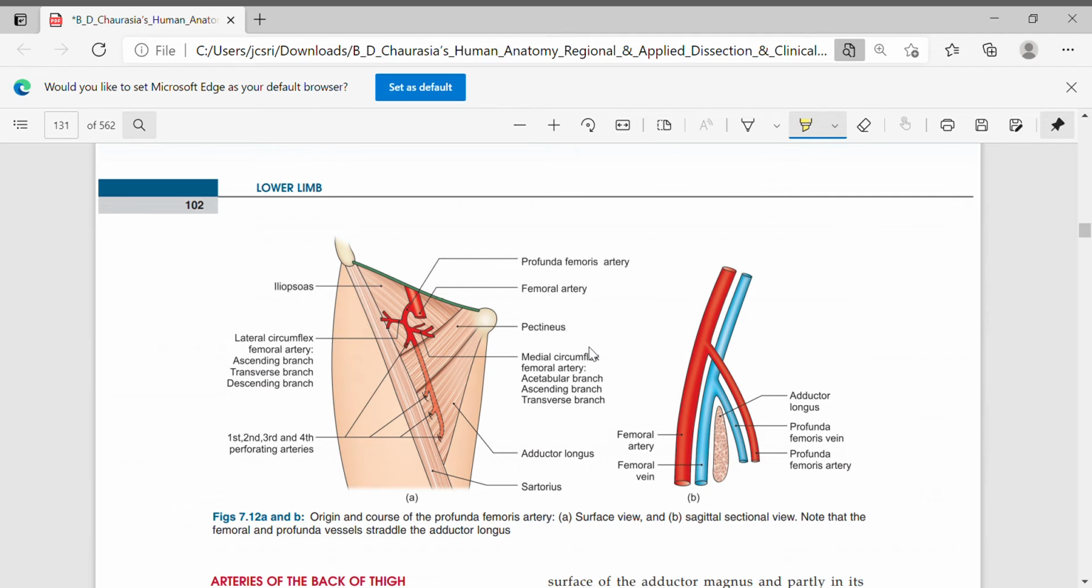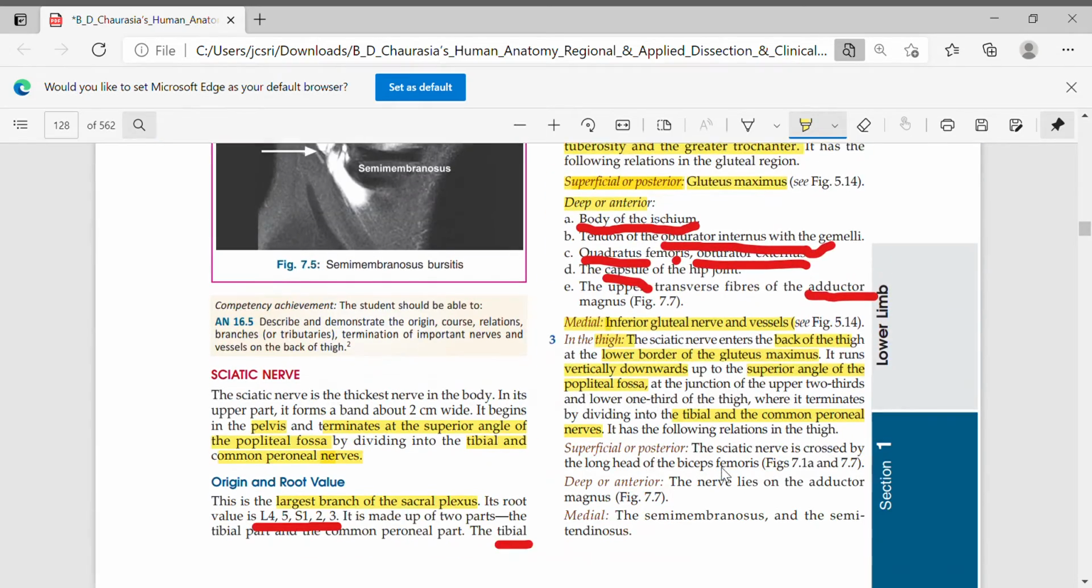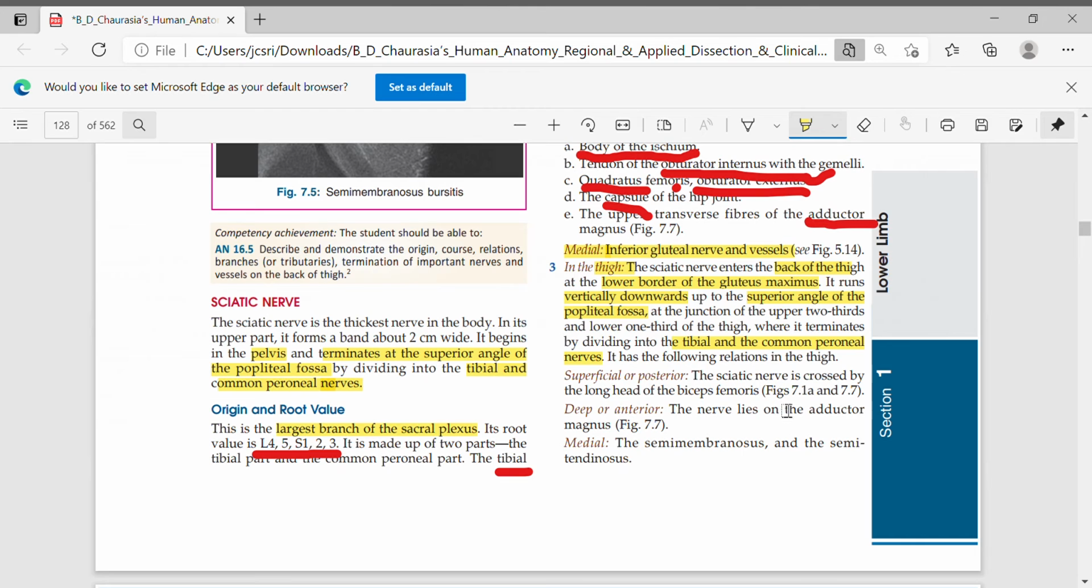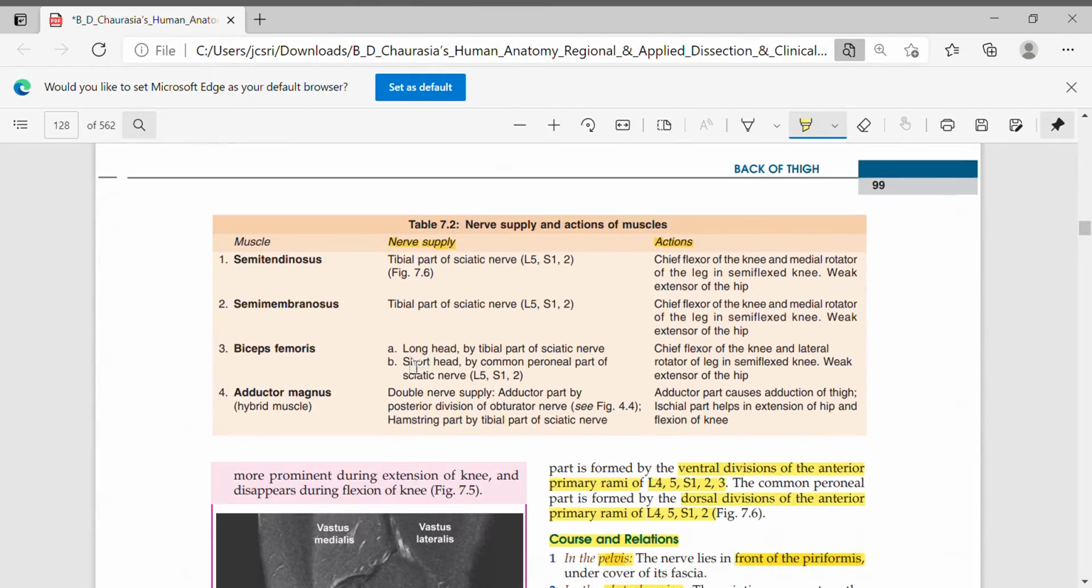Before that, I check the posterior compartment. If you see the back of the thigh, superficially or posteriorly you have the long head of biceps femoris, and the sciatic nerve. Biceps femoris, as we learned, has a long head and a short head. The long head is the hamstring part, so it is supplied by the tibial part of the sciatic nerve. The short head is supplied by the common peroneal part of the sciatic nerve.